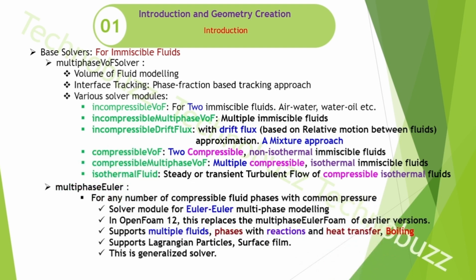The second one is multiphase Euler, the most generalized multiphase Euler model. In OpenFOAM 12, this replaces the multiphaseEulerFoam of earlier versions. It is robust and capable of solving multiple fluid phases with the reactions, heat transfer and boiling. So with this brief introduction, let us jump to the second step and explore OpenFOAM folders and files and discuss how to modify or add files to activate the multiphase module.